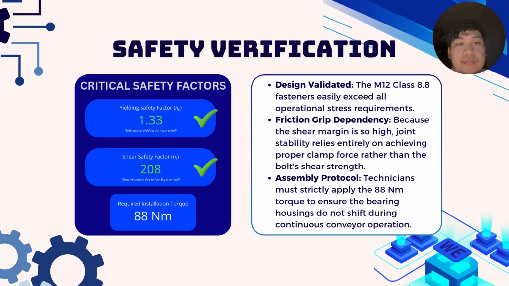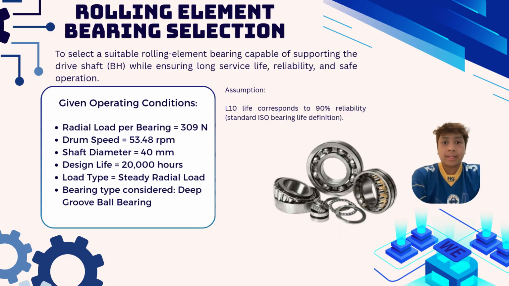Thank you. My name is Muhammad Haris bin Muhammad IQBAL, and in this slide, I will be presenting about rolling element bearing selection. For this section, we focus on selecting a suitable rolling element bearing for the drive shaft at drum BH. The bearing must safely support the radial load generated from belt tension while ensuring long service life and reliable operation. From our shaft analysis, the radial load acting on each bearing is 309 newtons.